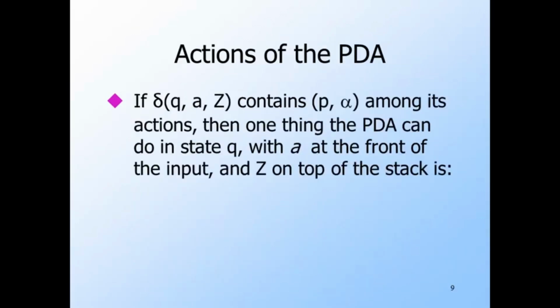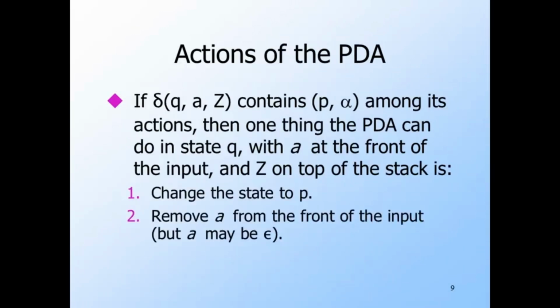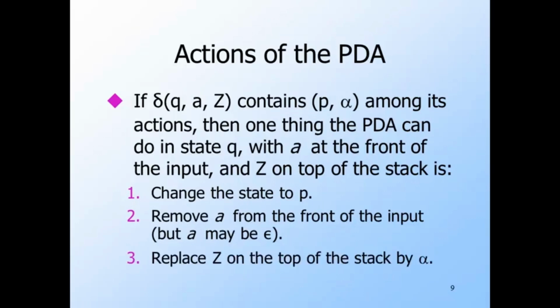To summarize, when delta of Q, A, and Z contains P alpha, then one choice of move for the PDA when it is in state Q, sees A at the front of the remaining input and has Z on top of stack is to go to state P, remove A from the front of the input. Of course, if A is epsilon, then the remaining input doesn't change, and replace Z by alpha on top of the stack. Note that although the PDA may have choices, several different P alpha pairs, it has to pick one pair and then do both things associated with that pair. It can't pick a next state from one pair and a stack string from another.